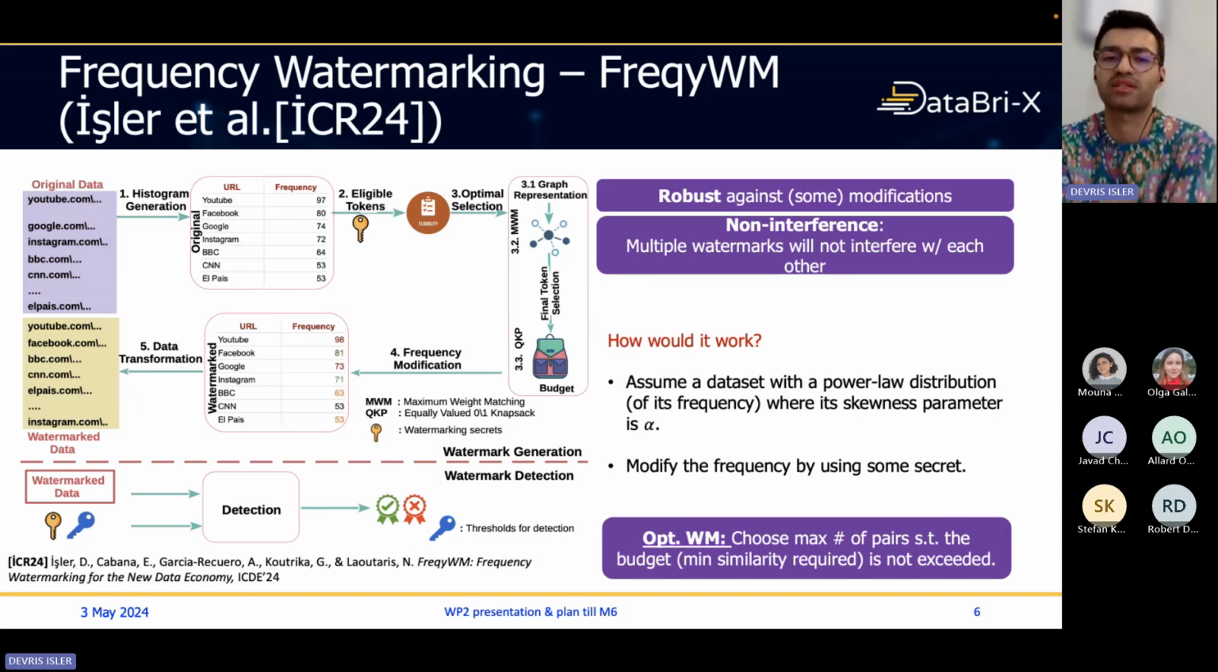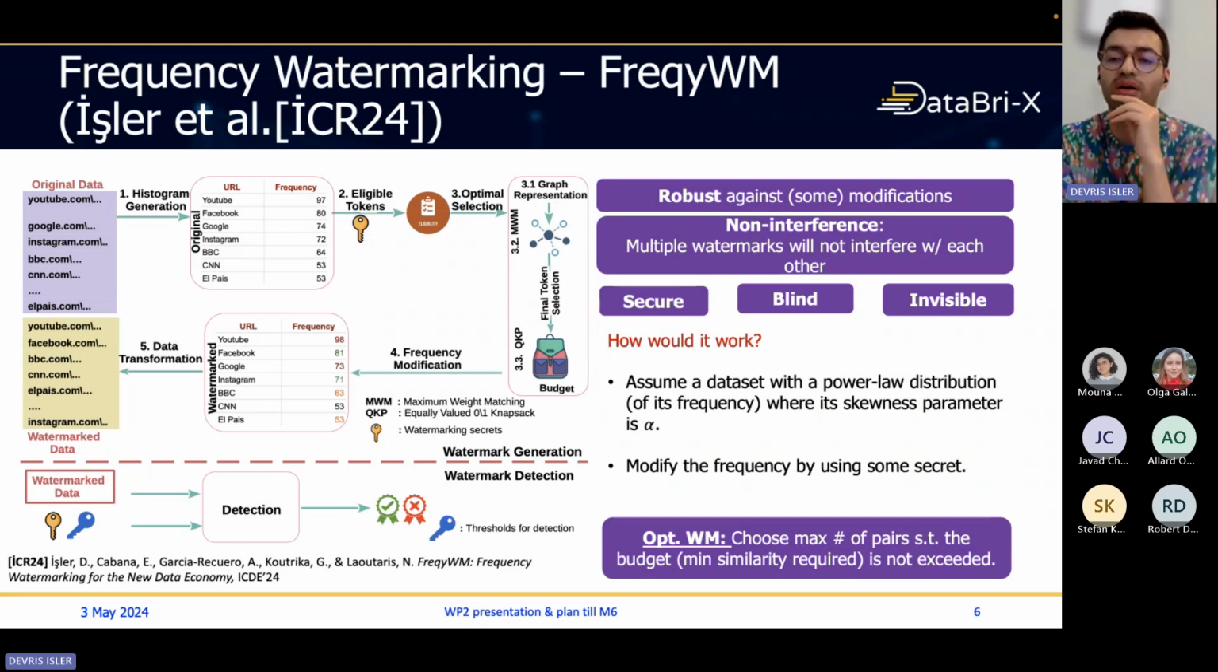So because of Databrix, even though someone comes to the system and proposes another data set that has been watermarked by any use case parties, we can still detect this. And it should be secure, and it should be blind. Blind means that someone looks at the data, and we should not need the original data to check the watermark. And invisible means that nobody should be able to see where the watermark is.